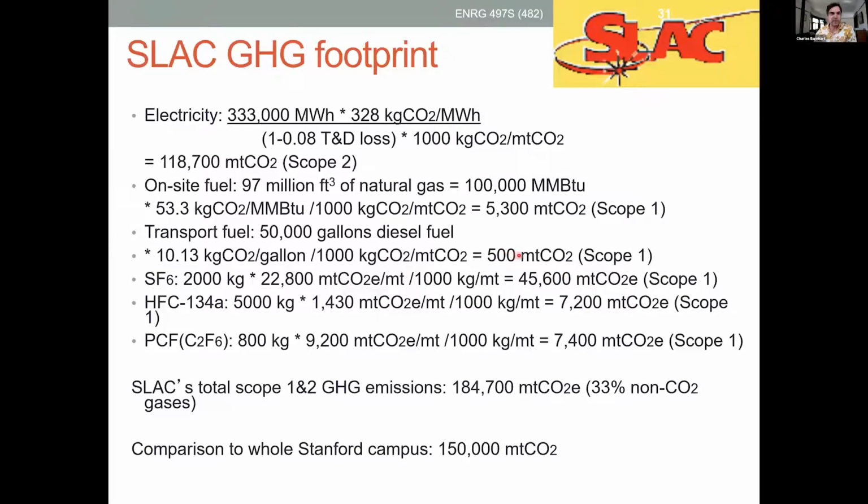Adding everything together, the scope 1 and 2 emissions for Stanford Linear Accelerator is 184,700 metric tons, which is greater than all of campus. And this didn't even think about scope 3, so the emissions associated with building and all the assets and equipment used on site.